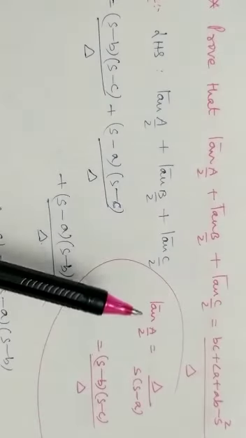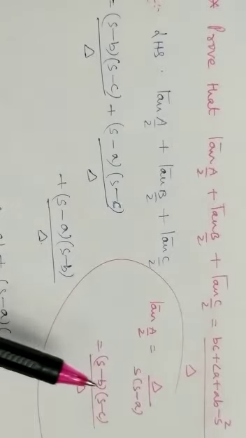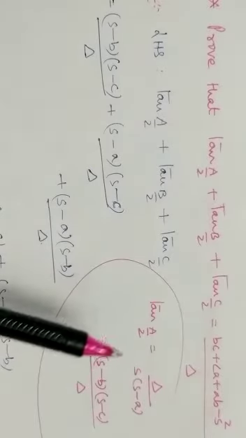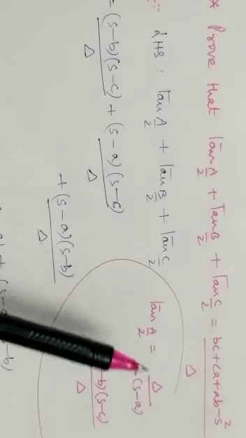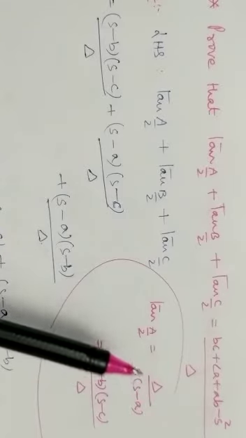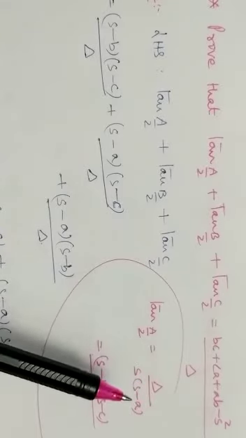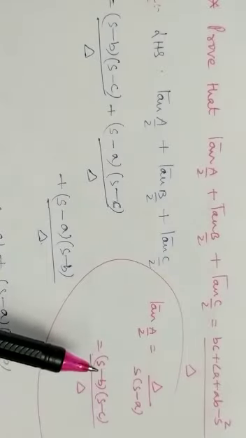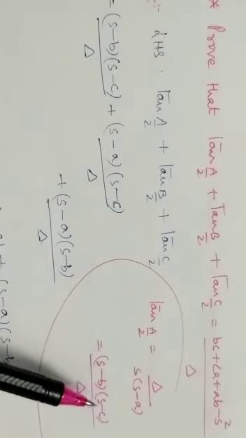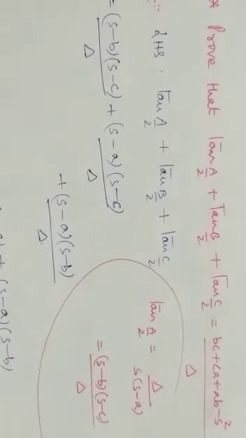Tan A/2 formula. There are two formulae for tan A/2. One of which is delta by s into (s minus a). The other formula is (s minus b)(s minus c) by delta. Two formulae are there for tan A/2. Which one is to be used in the problem?